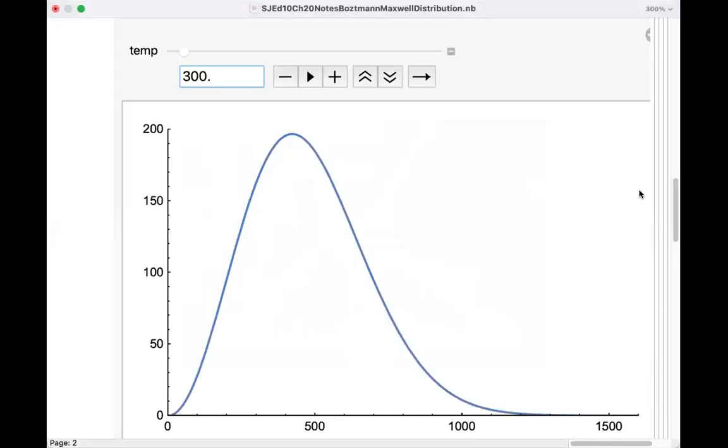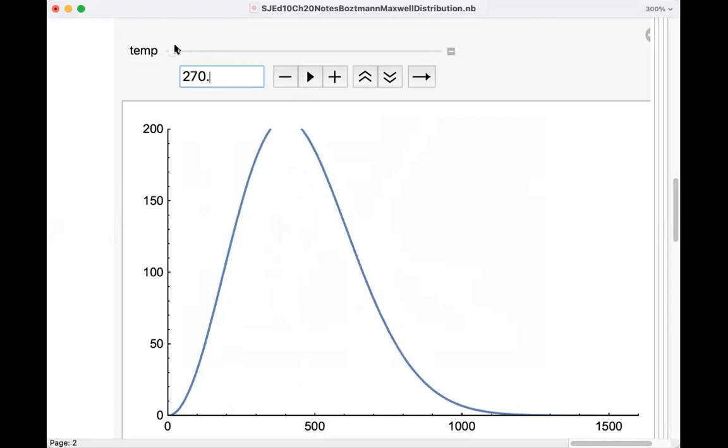Hopefully you can see this, and there it is at 300, and it's saying there are about 200 molecules with this velocity, somewhere around 450. And we can see as we vary the temperature, if I go lower, starting at about 0 degrees C, which is 273, it goes over 200.